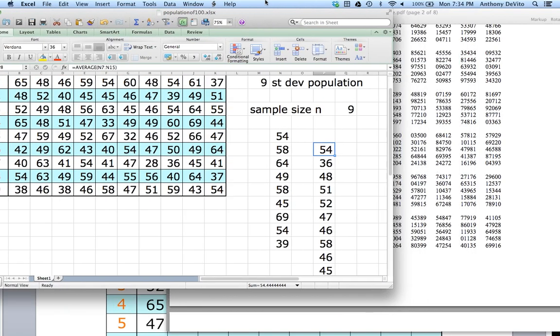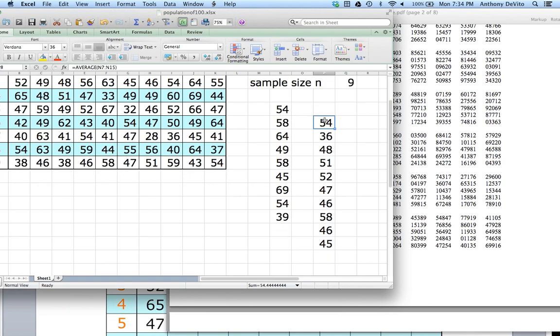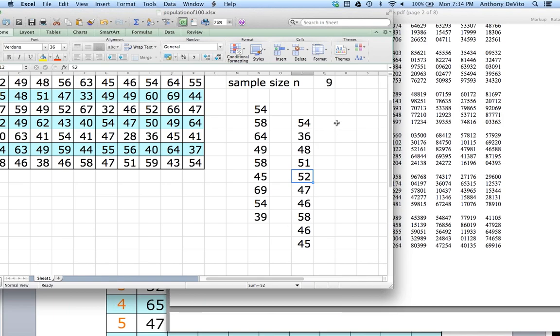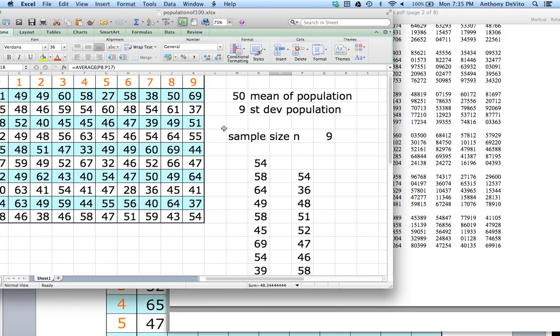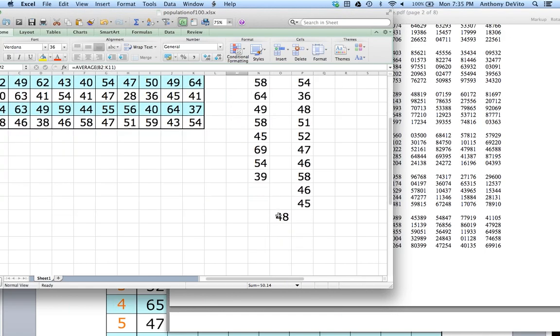Okay, so these are the results of averages for each of the individuals. Each of you took an average of 9 individuals randomly selected from this population. These are the means that you got. I'm going to find the average for all of these values. Well, the average of all of these means is 48. That's not too far from 50, is it? The population mean was 50. So 48, it's kind of close.